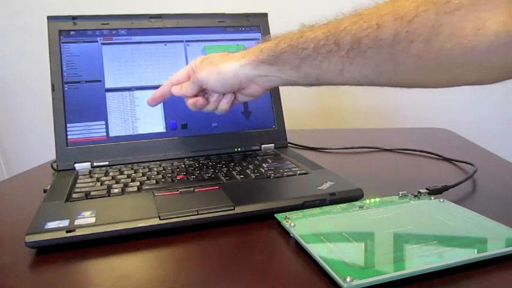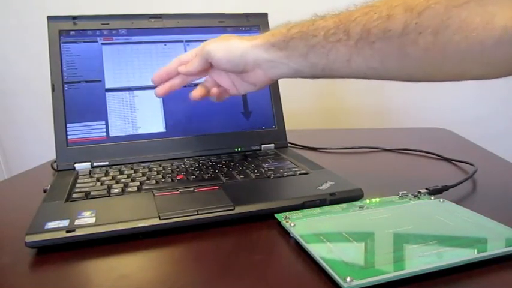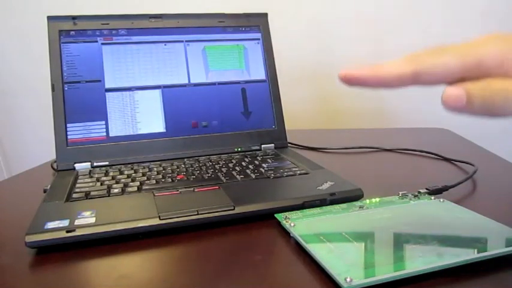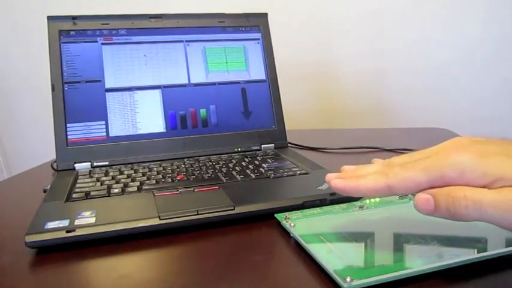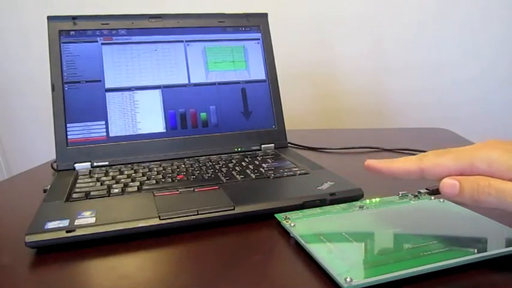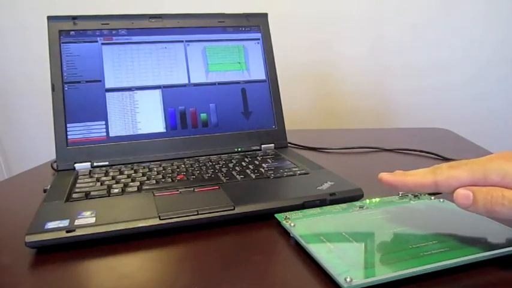Over here you have some calibration messages being displayed, and over here you can see the raw signal level. If I bring my hand over the surface and move it to the left, the black starts going down, and on the other side the black starts going up, which is the right hand signal over there.